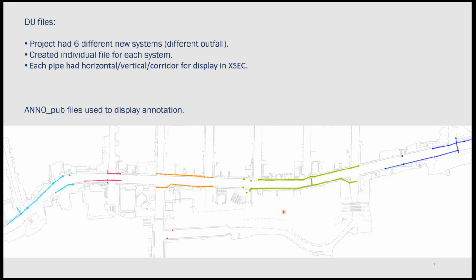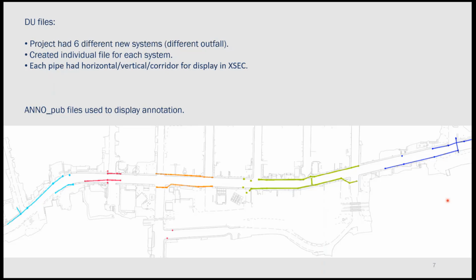So for this project, I had 6 different systems. One of the systems is off to the right. You can't see it, so that's why it only looks like 5. It's off over here. But I created an individual file for each system. And then with that, I could display them. This is the drainage design.